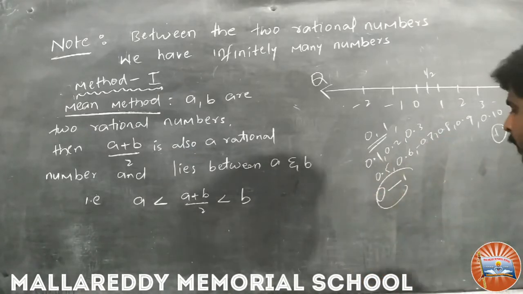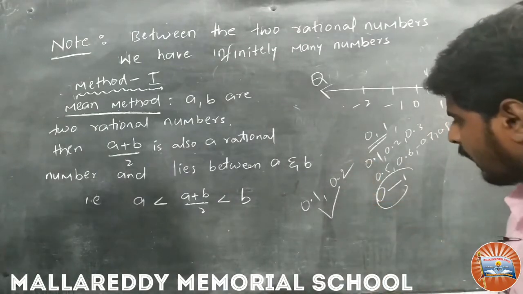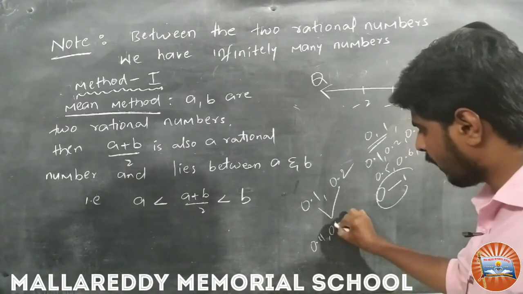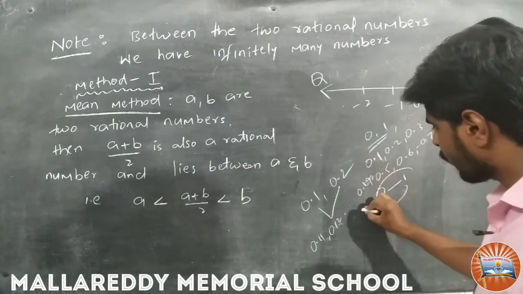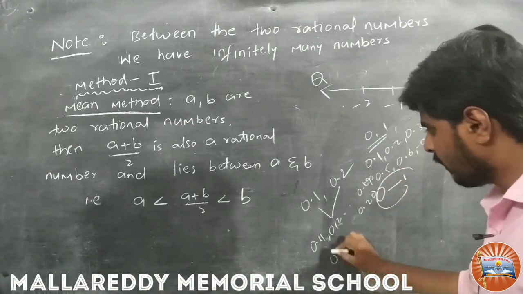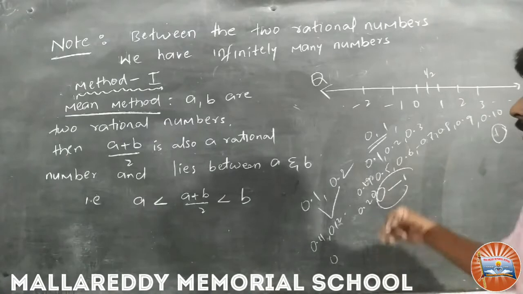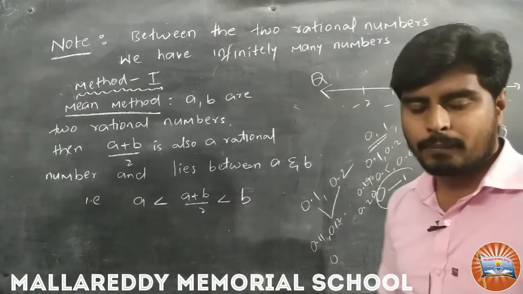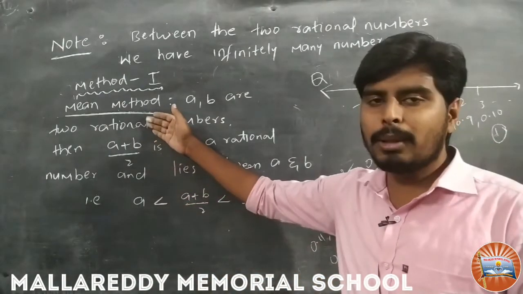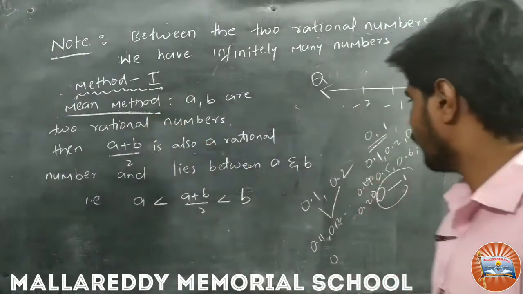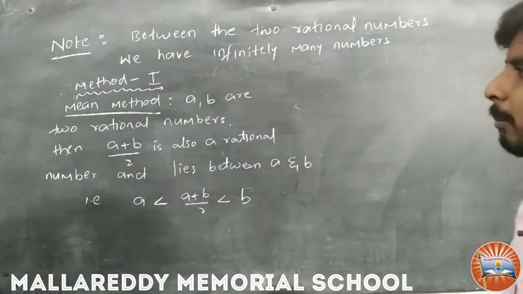Again, between 0.1 and 0.2, we have many numbers, like 0.11, 0.12, and so on, up to 0.19, 0.20. Between 0.1 and 0.2, we have 10 numbers again. Like that, we can write infinitely many numbers here. We can find these numbers with the use of the mean method. So we can find the numbers between two rational numbers with the mean method. Already you have learned it.